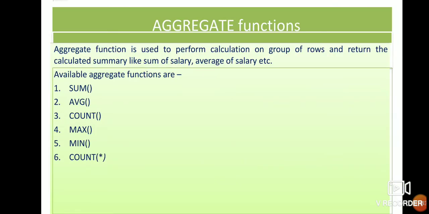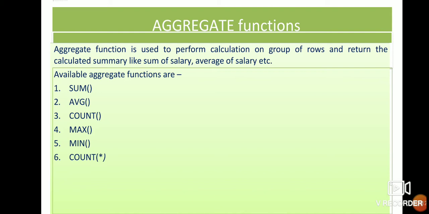Next, aggregate function. What do you mean by aggregate function? An aggregate function is used to perform calculation on a group of rows and return the calculated summary, like sum of salary, average of salary. All these can be calculated with the help of aggregate functions. There are various functions available, like sum, average, count, max, min and count asterisk.